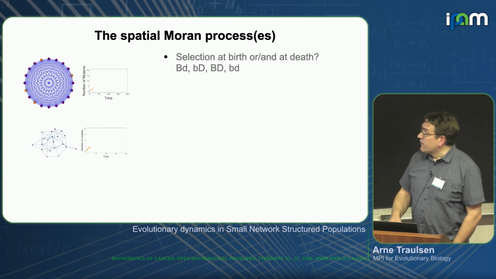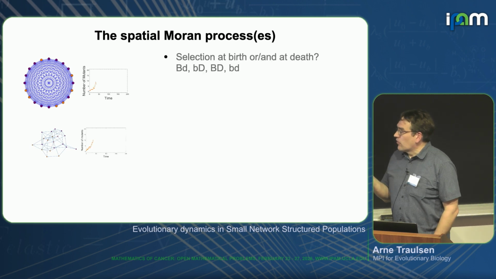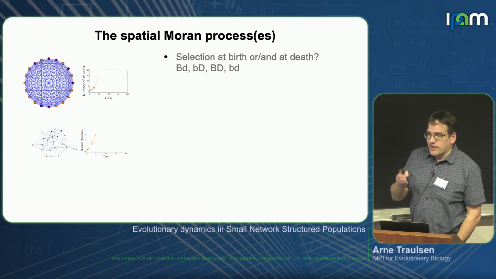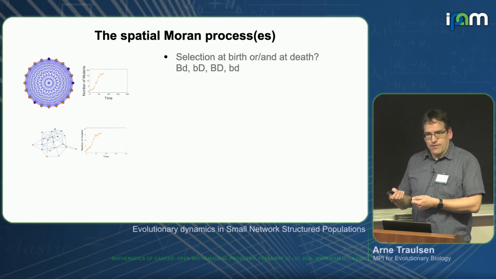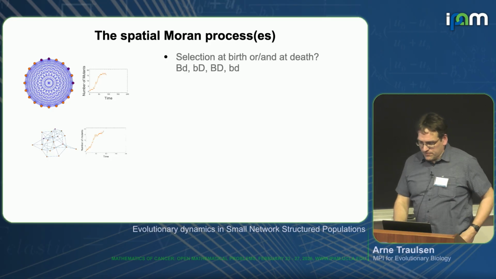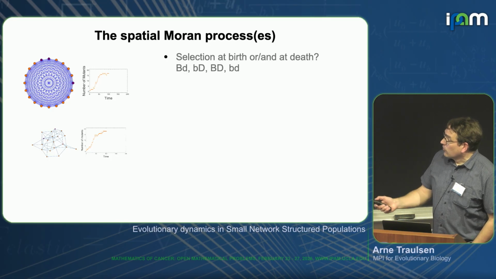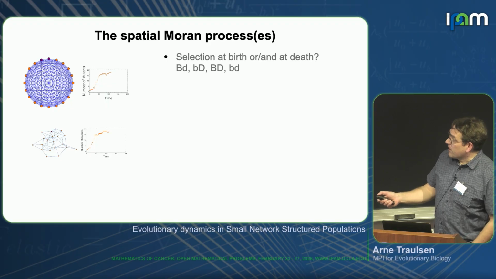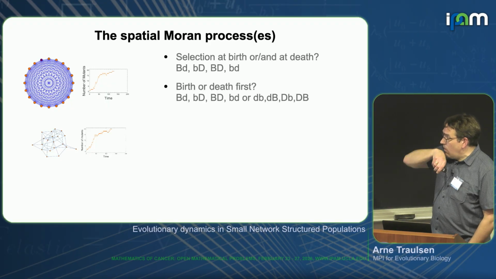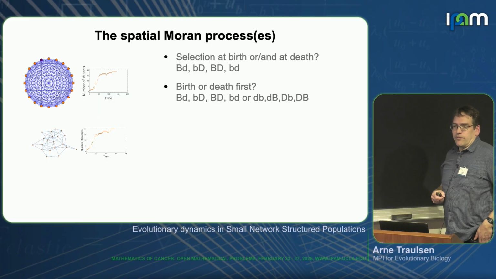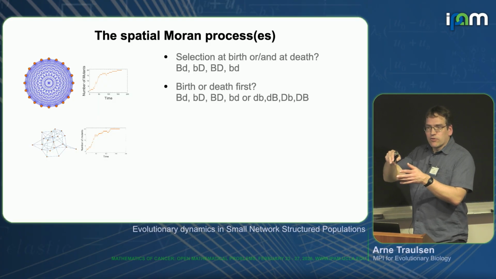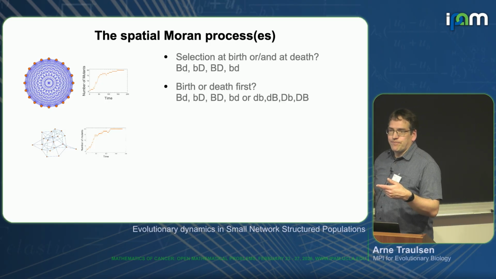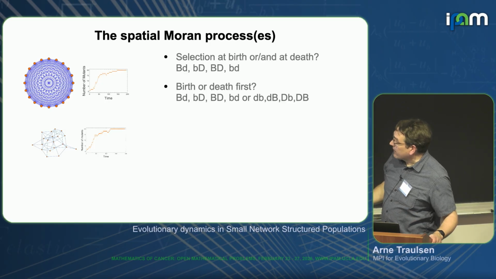So yeah, if you have this spatial Moran process, you have to make these choices. You can have, of course, birth-death and death-birth, but you could also have selection for death or at death. You could choose, for example, for the inverse here. You could choose at both birth and death. You could also do it randomly. Then you have to ask, what do I do first? Do I first choose somebody for birth from the population and then one to die, or do I do it the other way around? And again, you can have selection in all these steps.